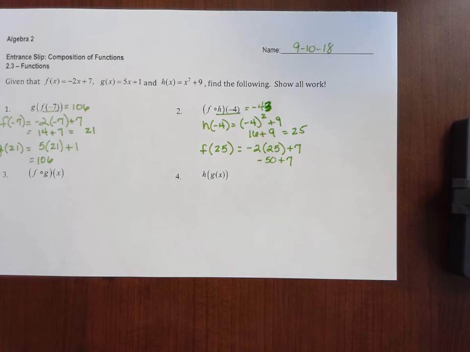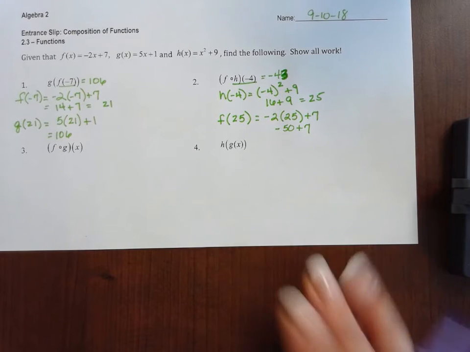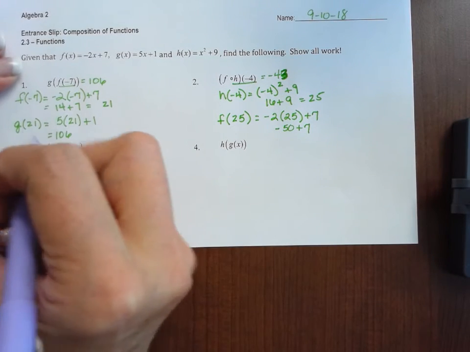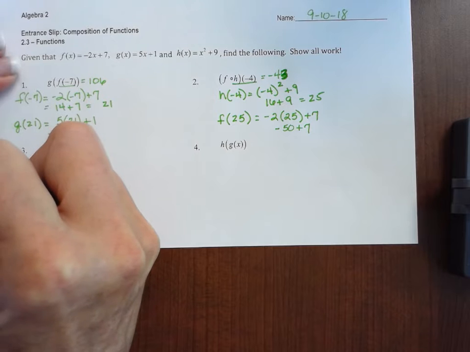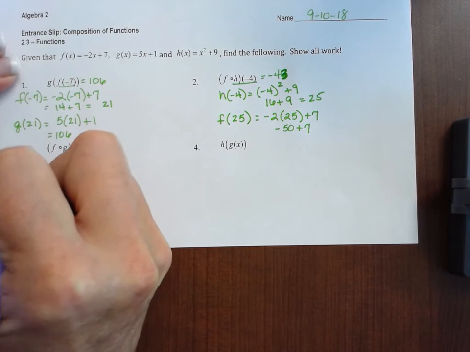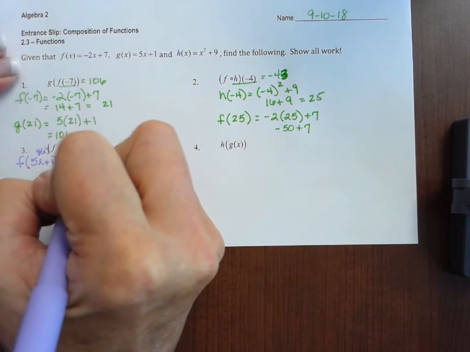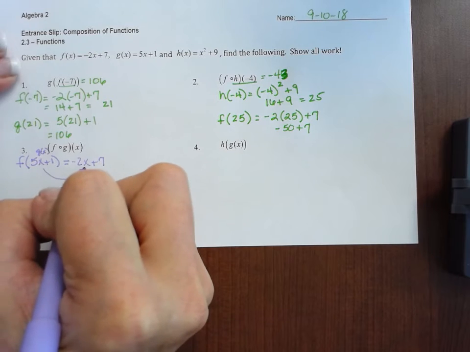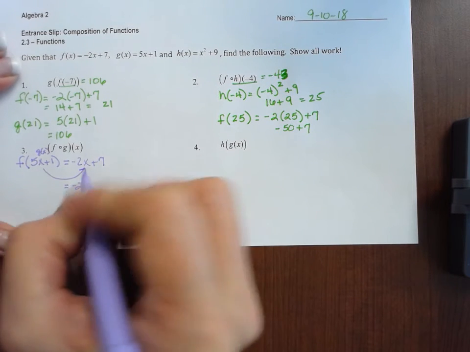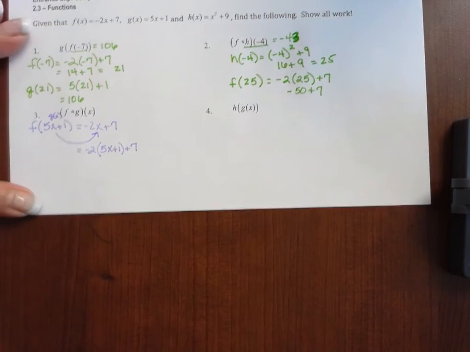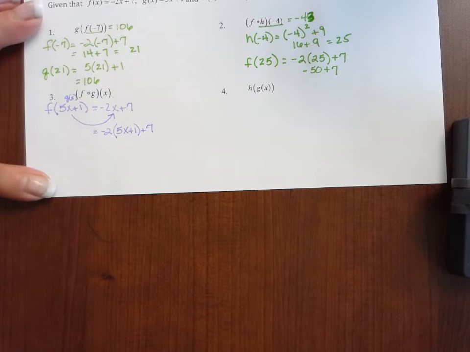Alrighty, then f of g of x. What do I do with that? Where do I start with that? What do you do with the g of x? You take the g of x and plug it into f. Perfect answer. So that means I'm going to put 5x plus 1, because that's my g of x, into the negative 2x plus 7. So I substitute that in, and I get negative 2 times 5x plus 1, plus 7. Everybody get that part? Awesome.